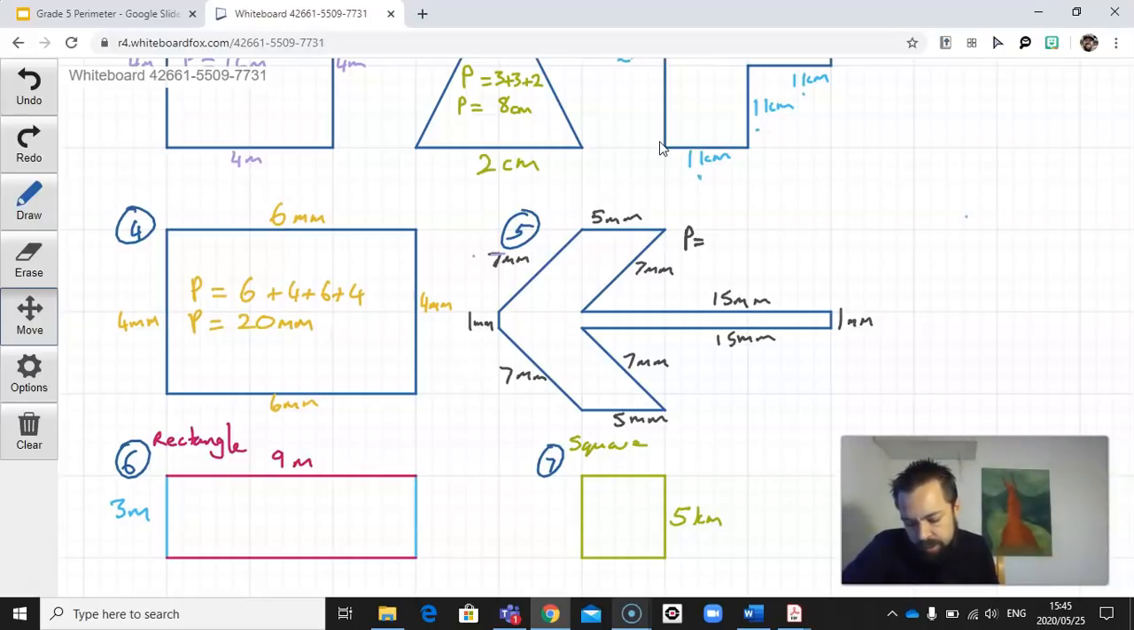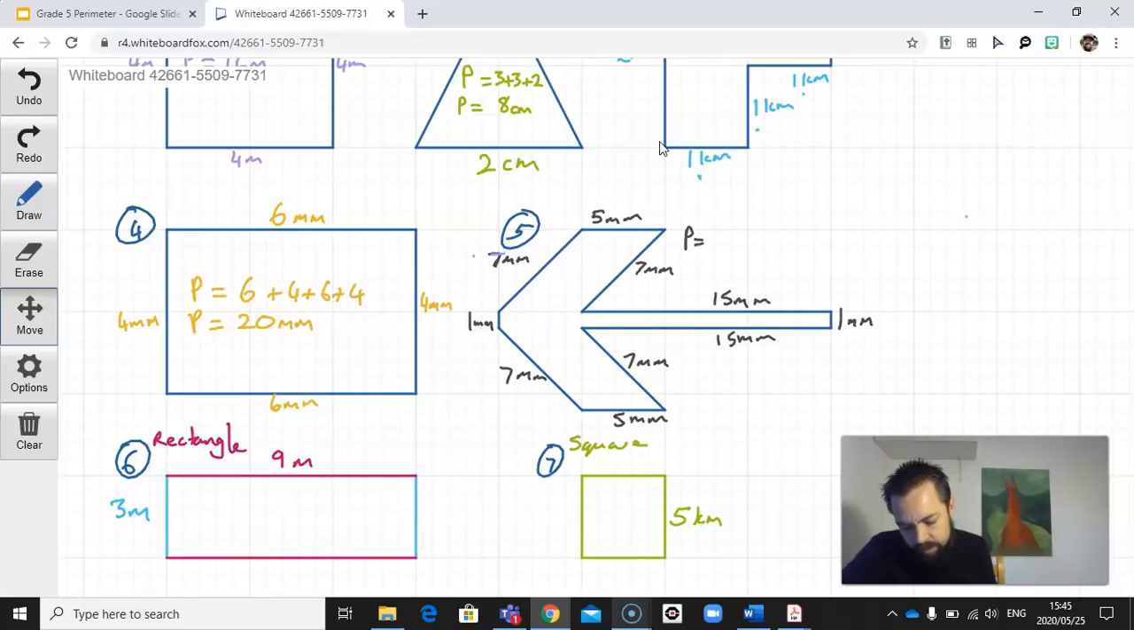Out of interest, can anyone tell me what shape this is with 1, 2, 3, 4, 5, 6, 7, 8, 9, 10 sides? We didn't do it when we were doing shapes, or did we? I can't remember. That was a lesson a very long time ago. 10 sides is a decagon. Meaning it's a 10-sided shape, and this one, because not all of the sides are the same, this is an irregular decagon.